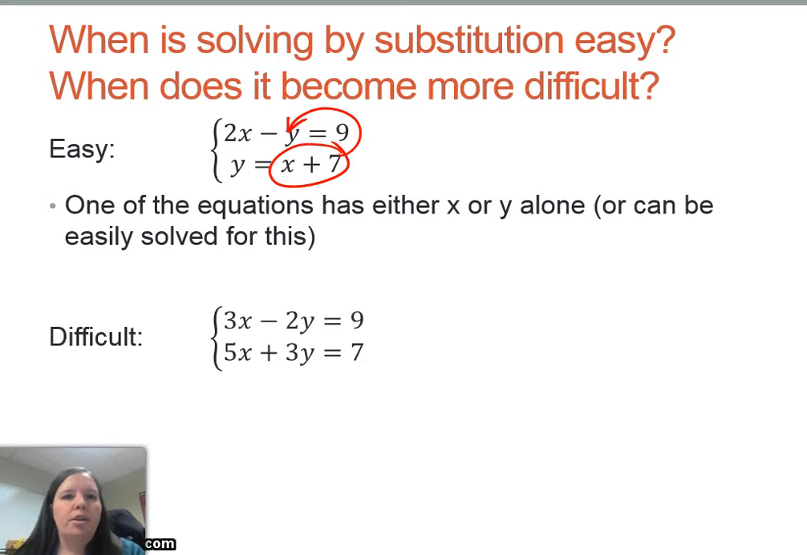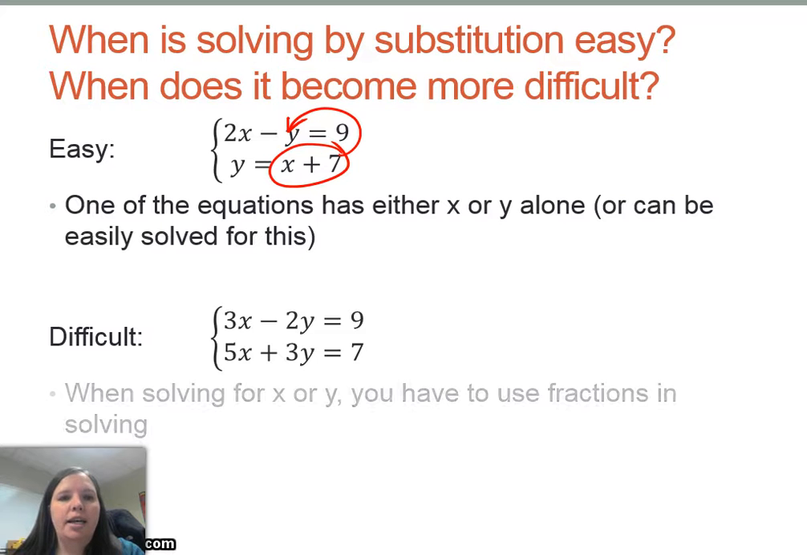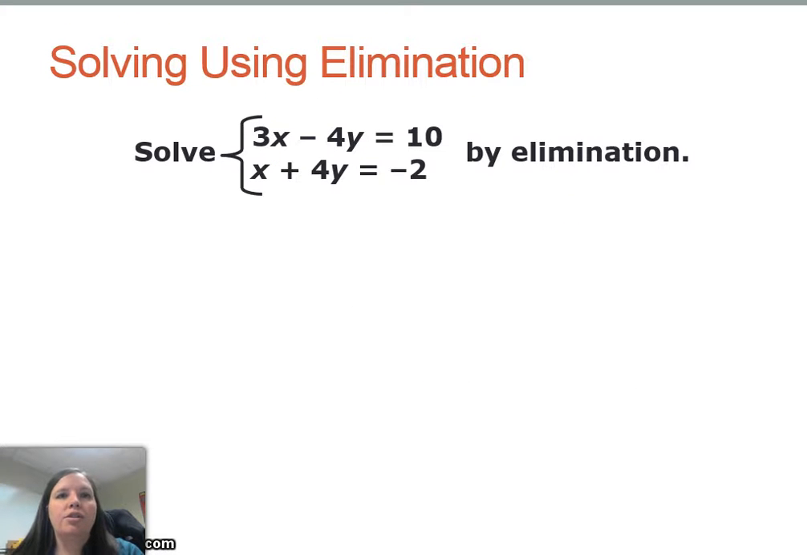Now, when is it more difficult? Well, if we look at this equation, number one, no variables are solved or isolated. And if you went through the process of isolating one of those variables, you're going to be involving fractions no matter what. So that's going to make it much more difficult. So we have a new method that we're going to bring in called using elimination. Again, we have a problem here where solving using substitution is going to be a little more difficult because we don't have a variable isolated.